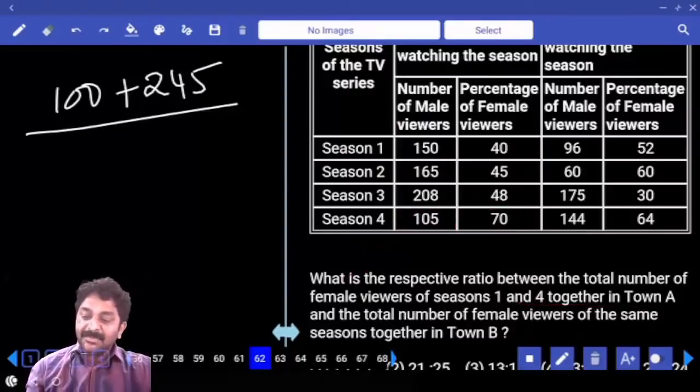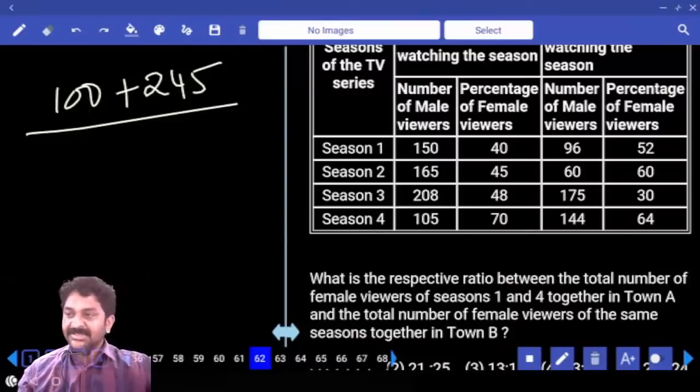Next, same seasons in Town B also. Female is what we want, same seasons. Right.